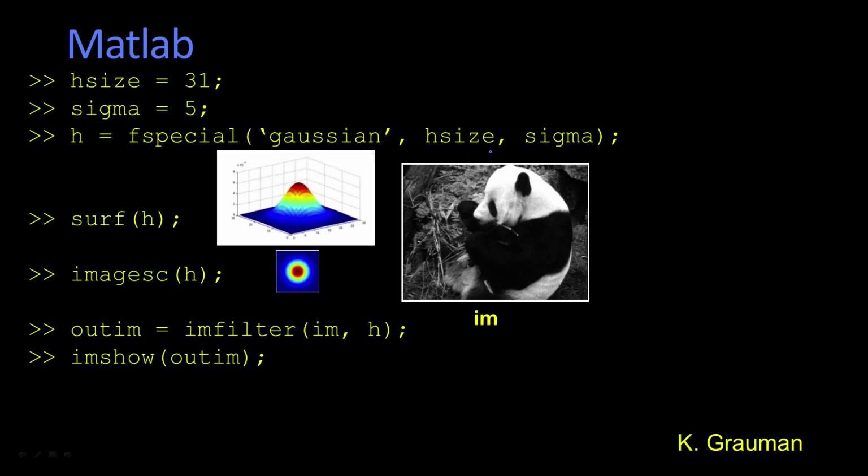And in fact, MATLAB has this beautiful little function called surf, which will plot for you as a surface. And if you do it with the right color map, you would see this. You can also show it as an image. That's what this little picture is right here.